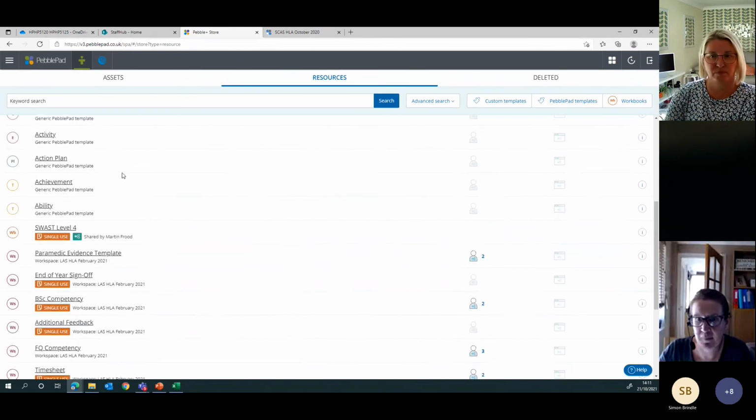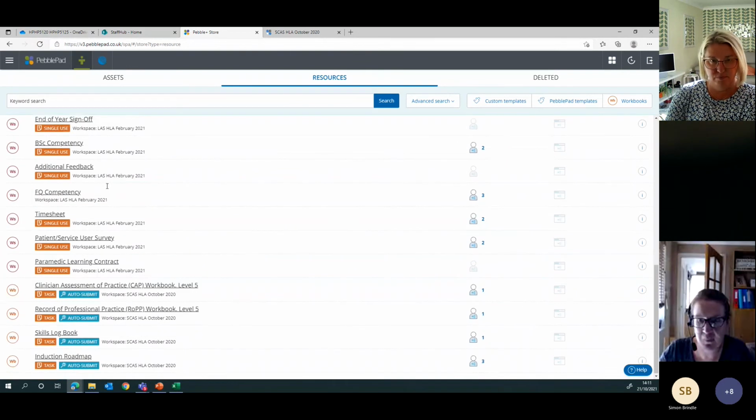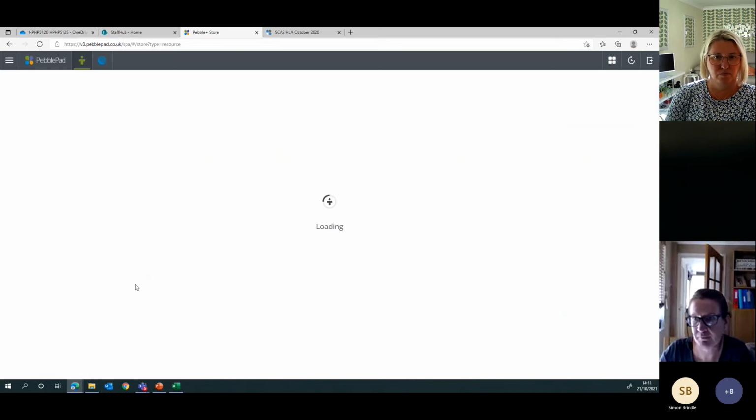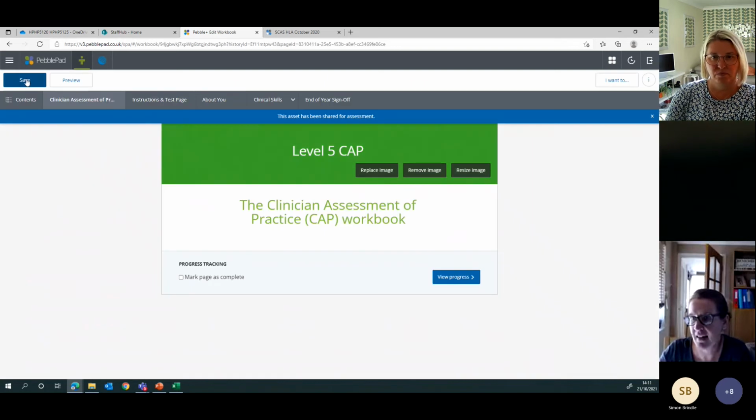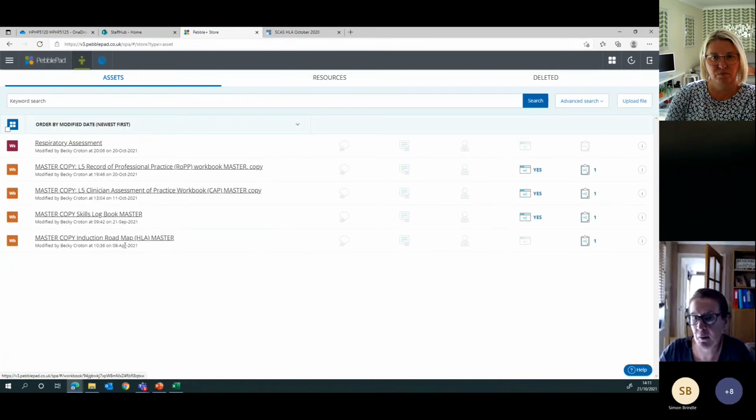In this resources tab, they will see lots of different things, but at the bottom here, there's the clinician assessment of practice and the record of professional practice. They need to save those. So they click into it and press save, and that will save it to their own PebblePad. When they go into their main page of their PebblePad again, they click on the assets, and those workbooks then appear in their assets. That's initially how they get the workbooks onto their PebblePad, so they can work through them.